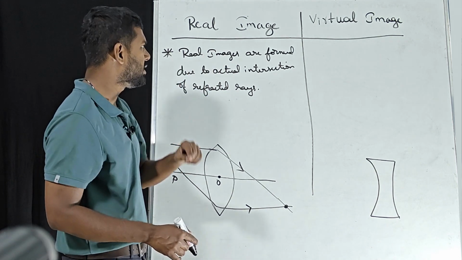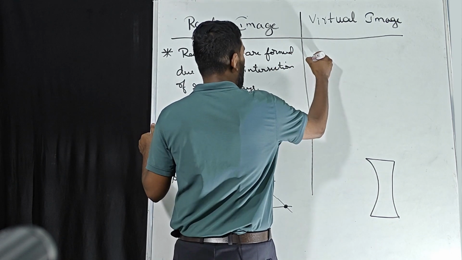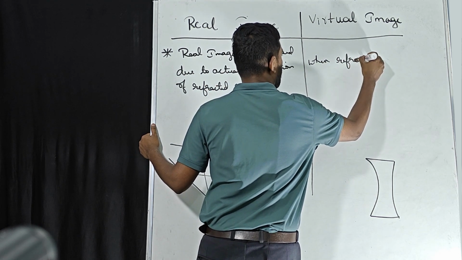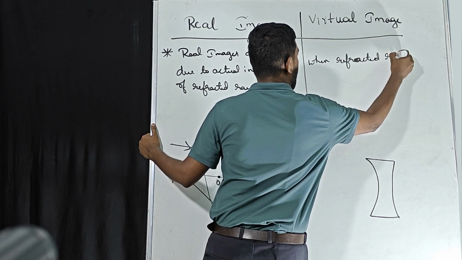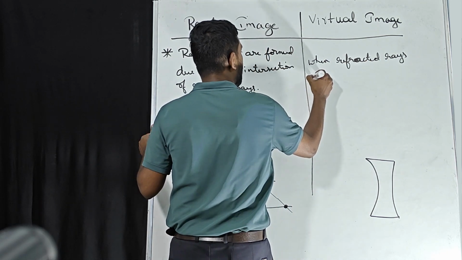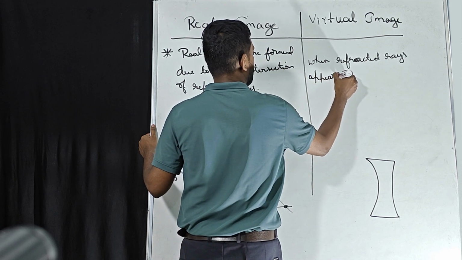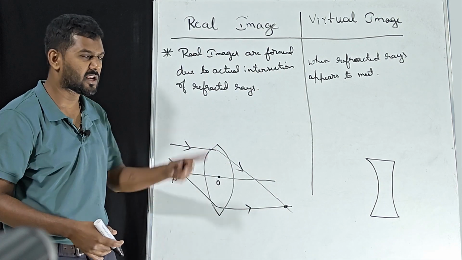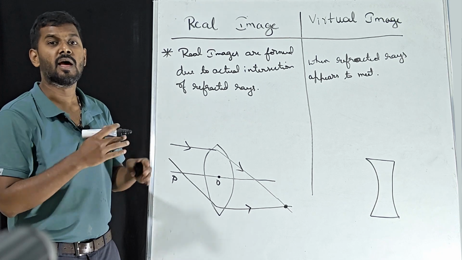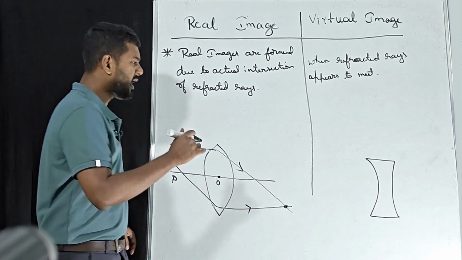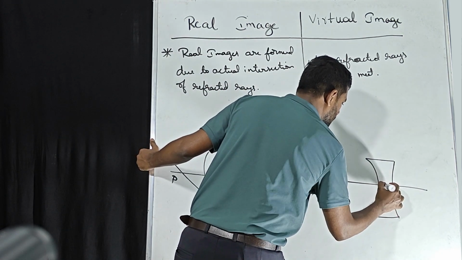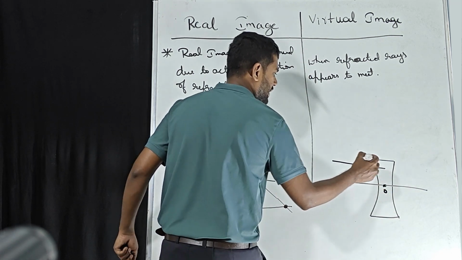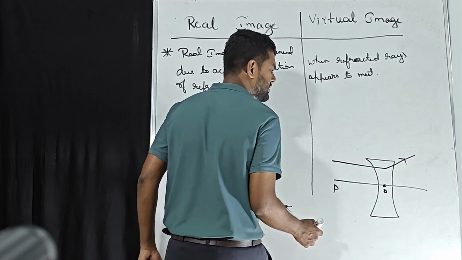Here, when it comes to virtual images, they are formed when refracted rays appear to meet. There is no actual intersection, but they appear to meet. So now listen. This is optic center, principal axis. We know from concave lens, it diverges away.